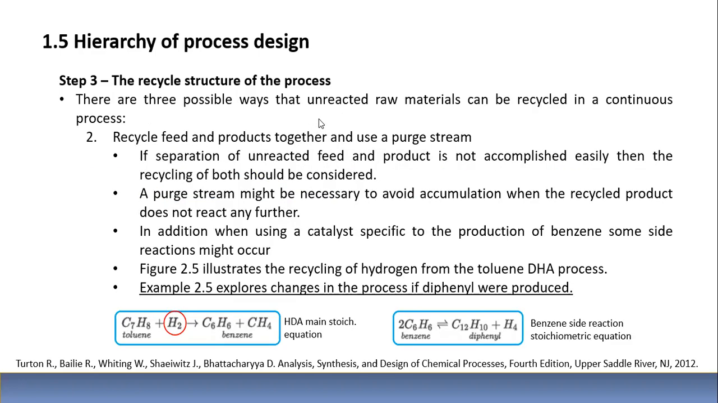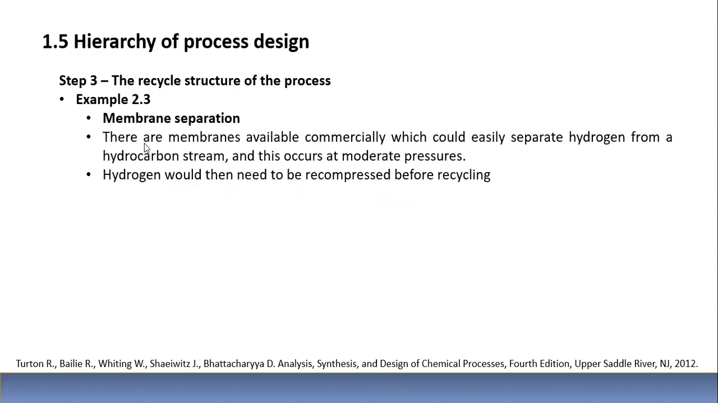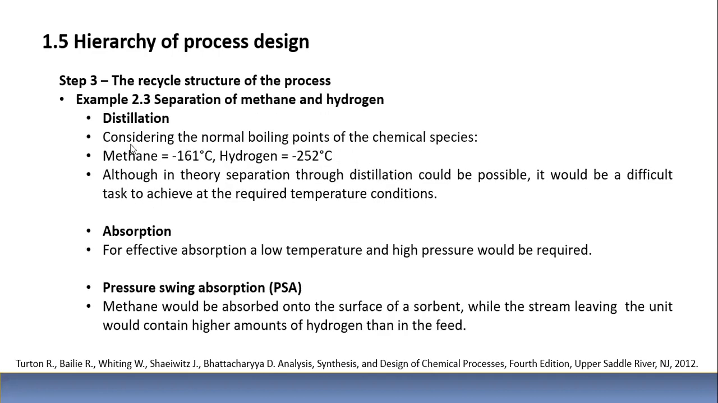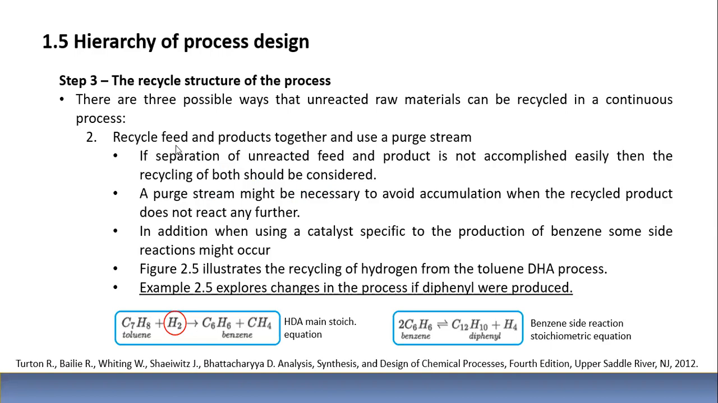Now, there are three possible ways that unreacted raw materials can be recycled in a continuous process. I think we saw, there you go. There are three possible ways. The first one is separate and purify unreacted feed material from the products and recycle. Number two, recycle feed and products together and use a purge stream. Es decir, la primera opción es tratar de recircular el reactivo que no ha reaccionado y regresarlo al inicio de la reacción.